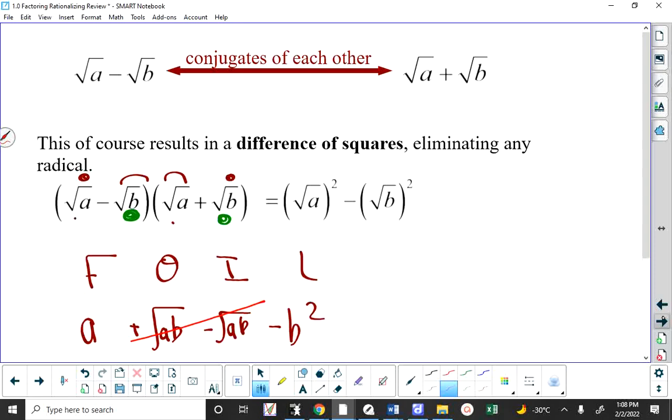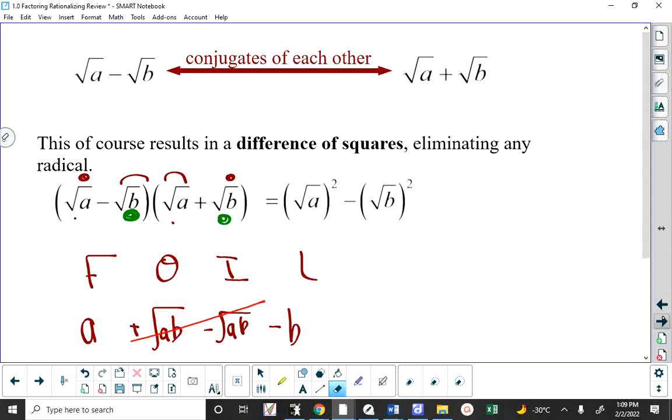So you're left with a. Did I say b squared or did I just write b squared? I said b squared. I should have said b. Root b times root b is b. So you're left with a minus b. You're left with a difference of the squares of the root a and the root b.